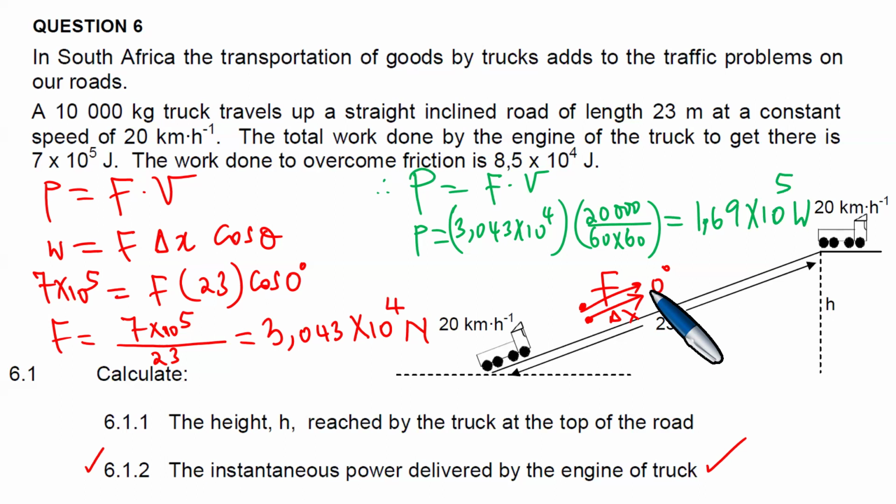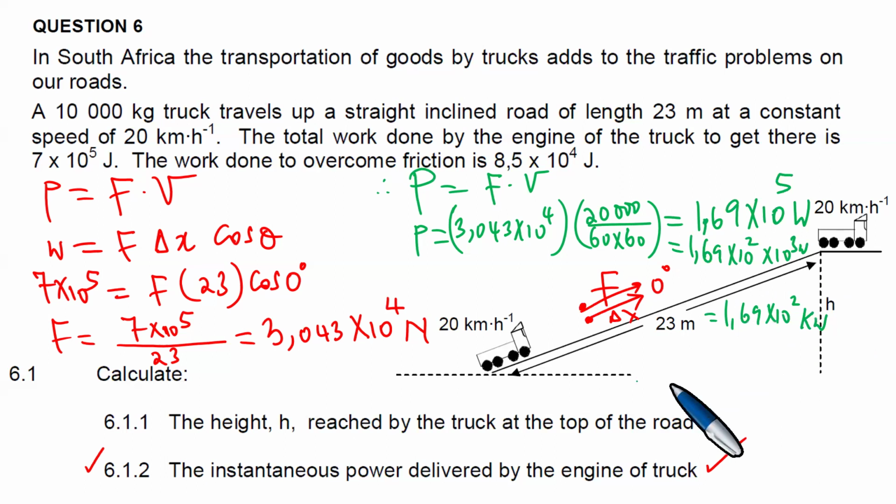And that is the instantaneous power delivered by the engine of the truck. But you can write it in many ways. For example, you can write it as 1.69 times 10 to the 2 times 10 to the 3 watts. The 10 to the 3 watts is like the kilowatts. So you can also say the power is 1.69 times 10 squared kilowatts. And this is the answer. Instantaneous power.